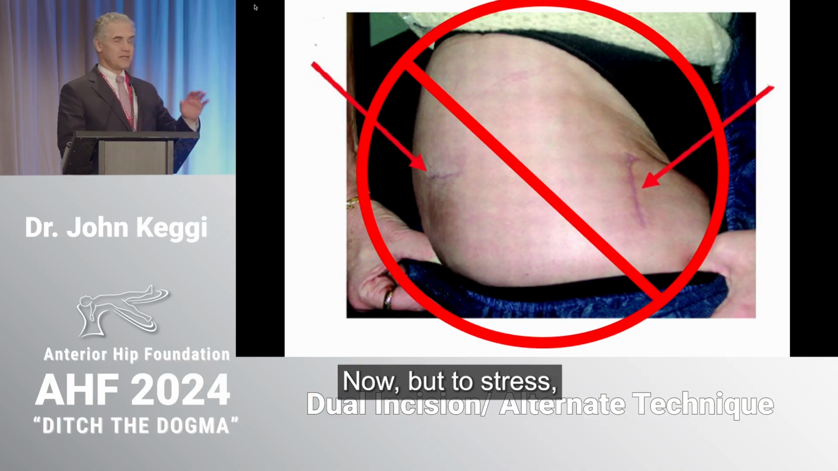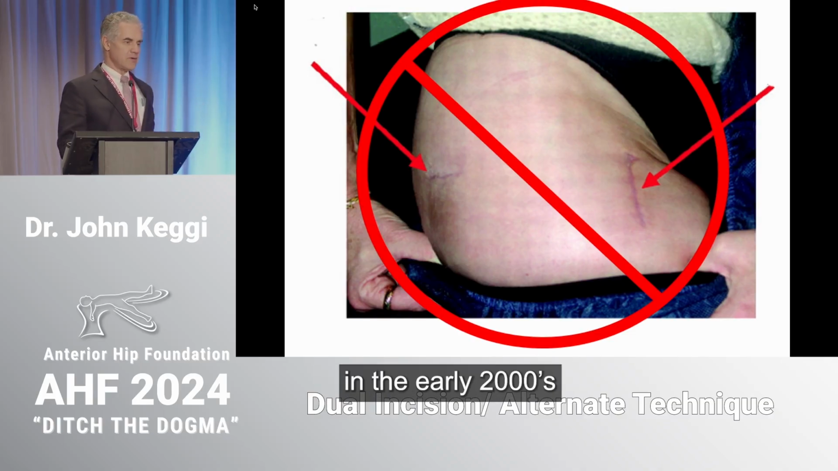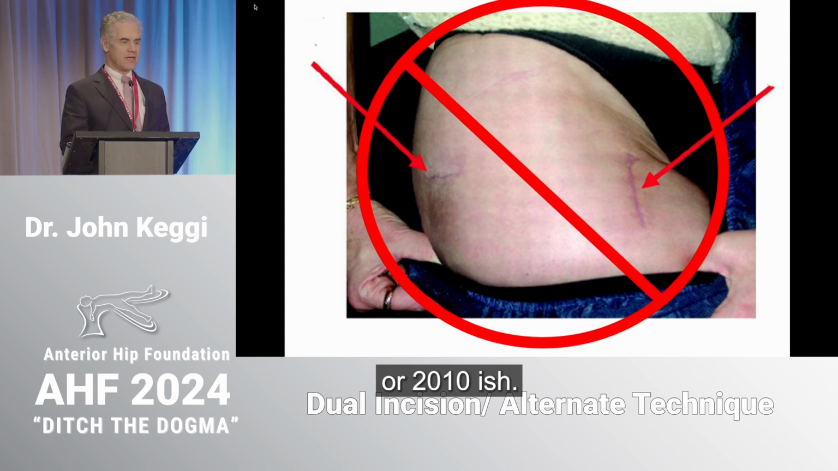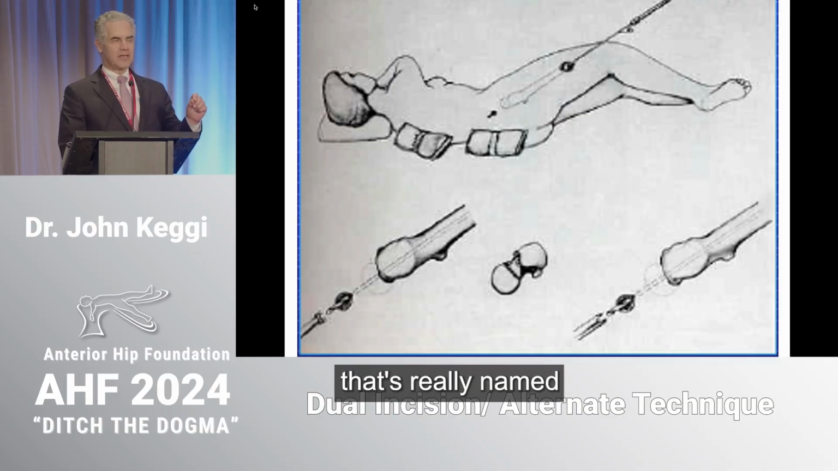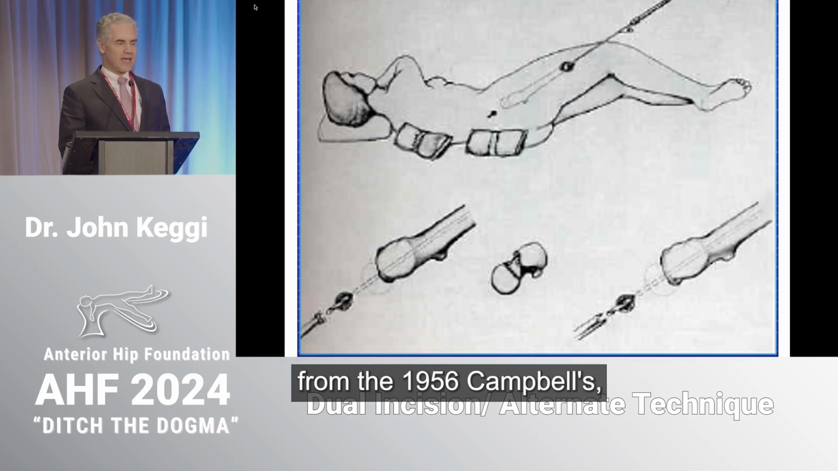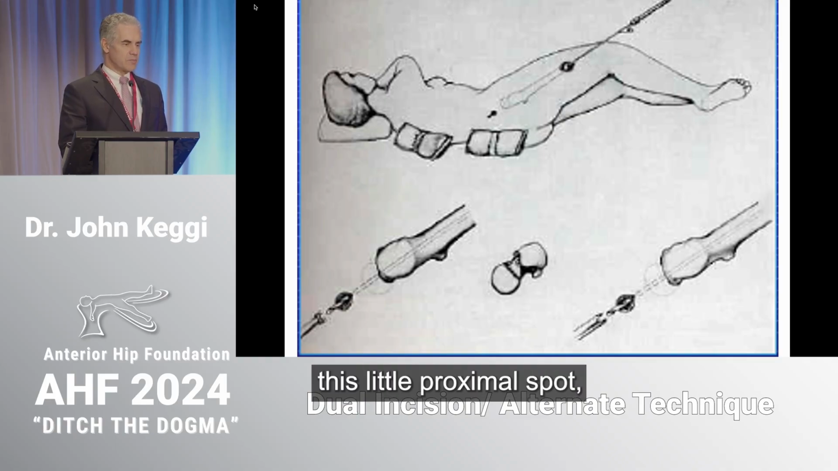Now, but to stress, this is not the two-incision technique that was popular in the early 2000s or 2010-ish. This is not an anterior incision with a posterior incision. This is an anterior incision with an incision that's really named after Dr. Kunchner. In this picture from the 1956 Campbell's, Dr. Kunchner was rodding femurs and advocating for rodding femurs at that time, and so we call this little proximal spot the K spot after Dr. Kunchner.